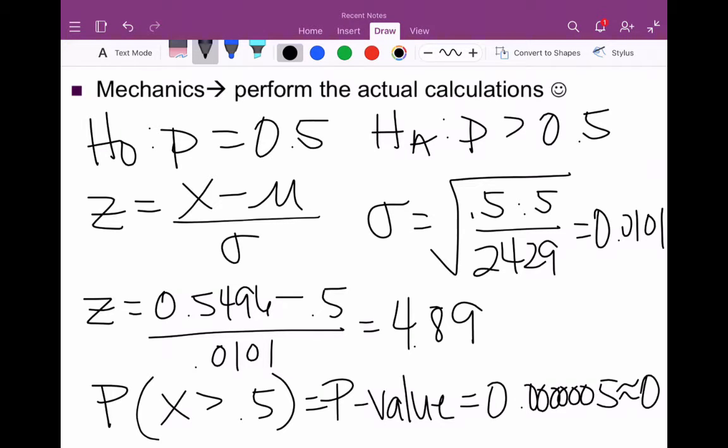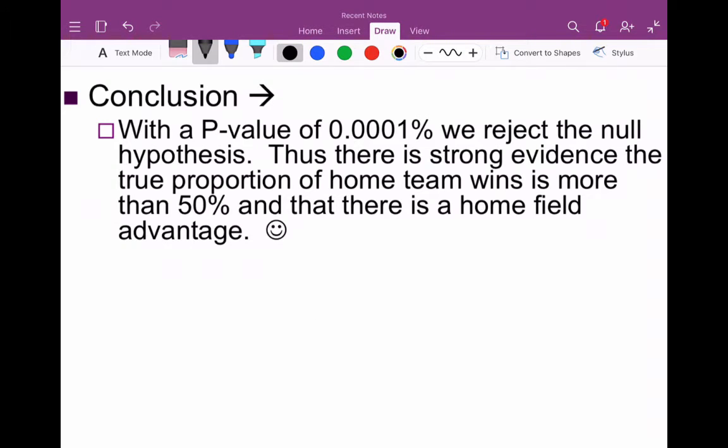So finally, we can draw a conclusion then about home field advantage. And our conclusion is going to be, with a p-value of 0.0001%, because I rounded, we reject the null hypothesis. Thus, there is strong evidence the true proportion of home team wins is more than 50%, which means that there is a home field advantage.